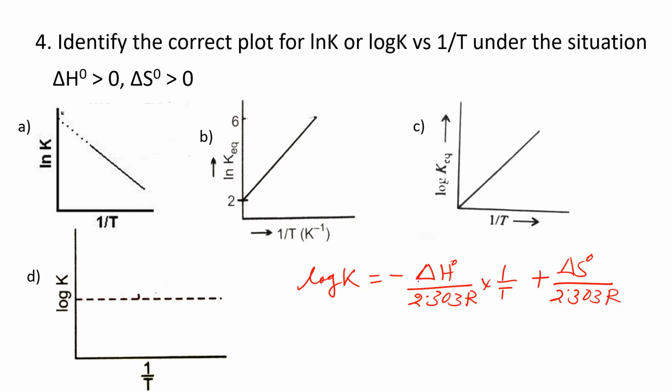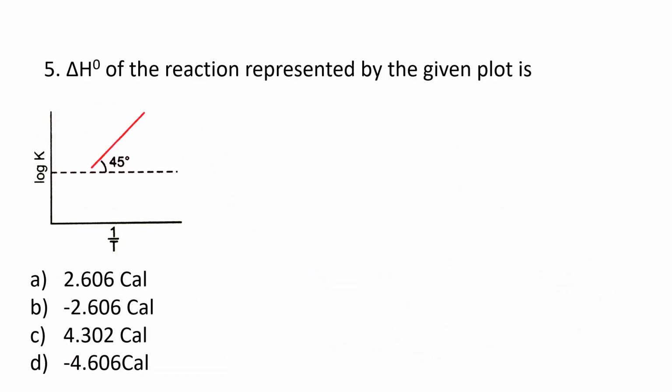It is positive means this part will become negative, so the slope will be negative. And delta S0 greater than 0 means this part will be positive. So it is taking the form of y is equal to minus mx plus c, that is a straight line with intercept on the y-axis but the slope is negative. So this will be the correct plot. Then this fifth one.